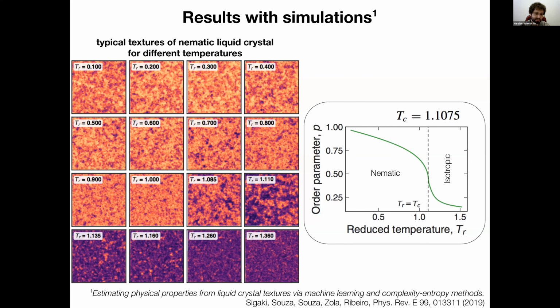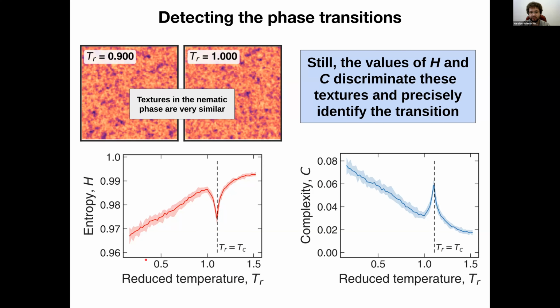And to see if that works, we first estimate the values of entropy and complexity as a function of the temperature. And that's exactly what I'm showing here in these two plots. As you can see, the values of entropy capture the evolution of the system with the temperature. So even if the textures are quite similar, we can have values of entropy and complexity that are capable of distinguishing between two textures with different temperatures in the nematic phase.